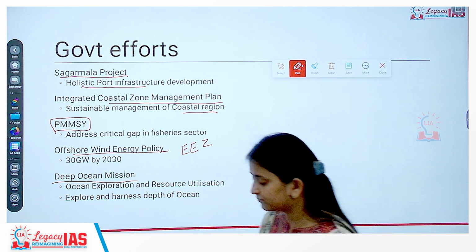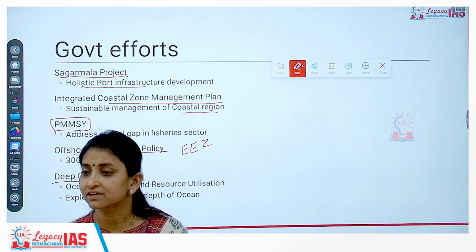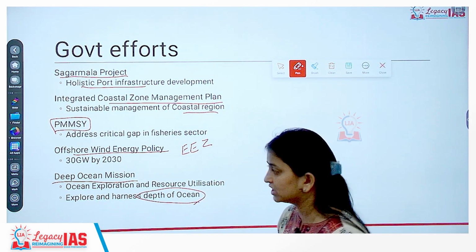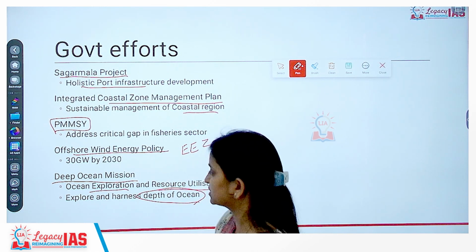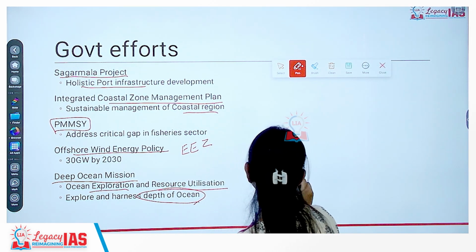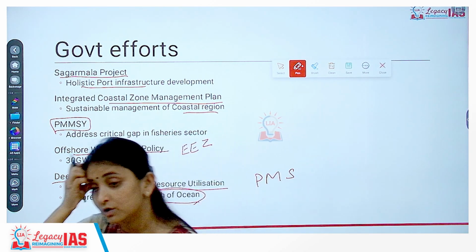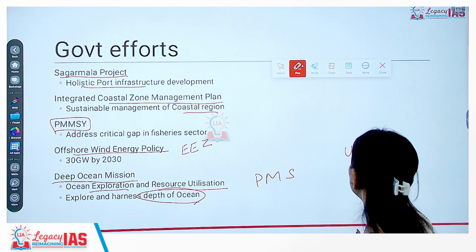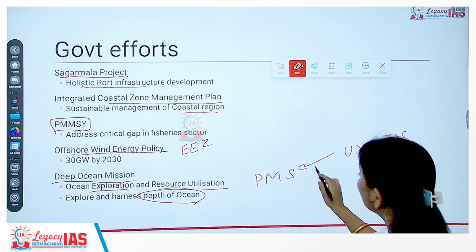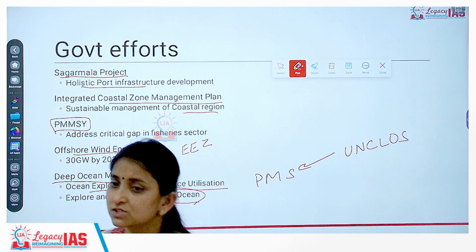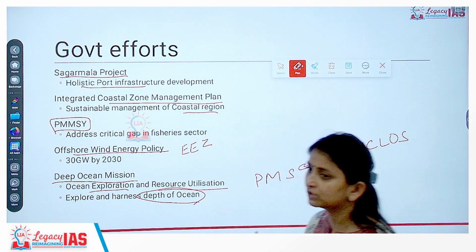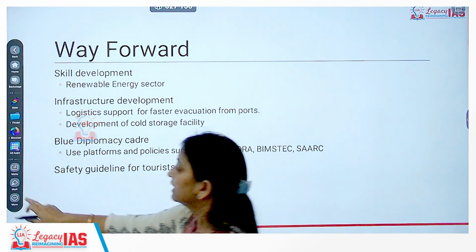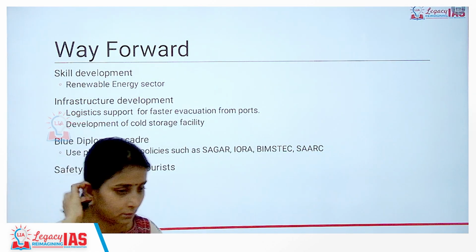Deep ocean mission means we are trying to carry out research studies related to ocean depth. Okay? Explore and harness the depth of the ocean, that is one intention, and ocean exploration and resource utilization. For the extraction of polymetallic nodules and polymetallic sulfides, India has already been granted permission from UNCLOS, that is the UN Convention on the Law of the Sea. But we have not been able to carry out the resource extraction for this. For that, we have carried out the deep ocean mission so that we can undertake extraction of polymetallic nodules as well as sulfides. Okay?